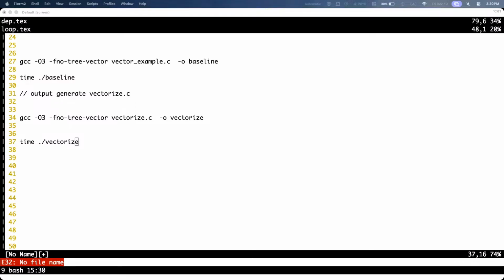Because you are telling GCC, don't use your brain. Whatever I am telling you, only do that. I am telling GCC, don't use your brain, listen to me, so it will do it for you. Vectorize it, sorry. We'll just write it so that if someone looks at it, they don't make a mistake.